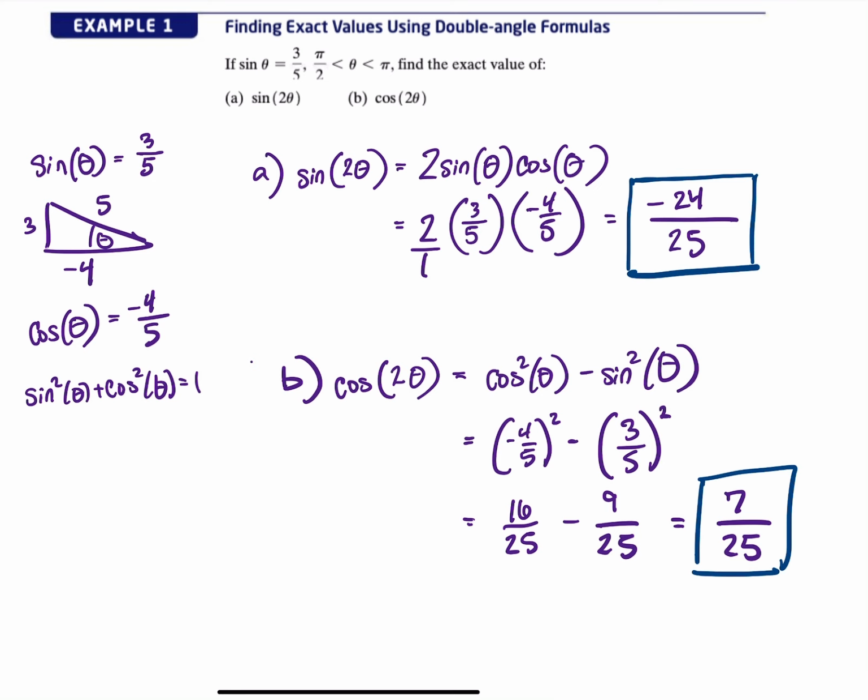So just need to find our right formula, maybe find our missing trig value. In this case, we wanted to find the cosine, then plug everything in and simplify.